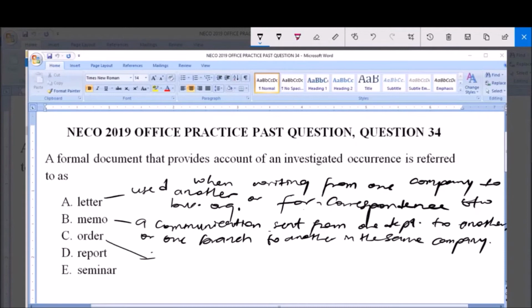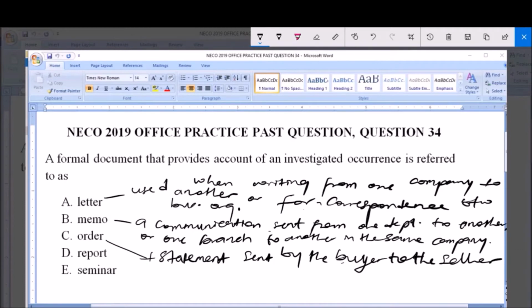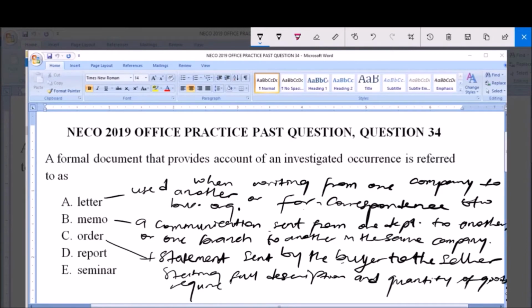Now C here says order. Order is a statement, or you can call it a document, sent by the buyer to the seller, stating full description and quantity of goods required. So that is an order.